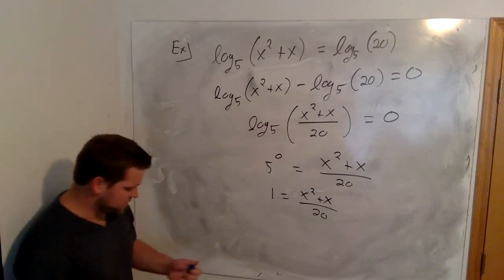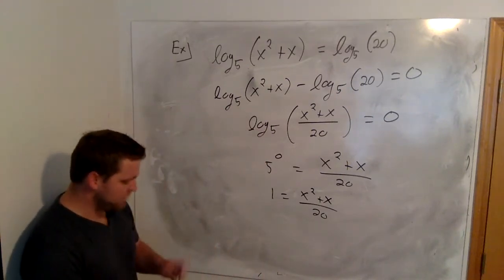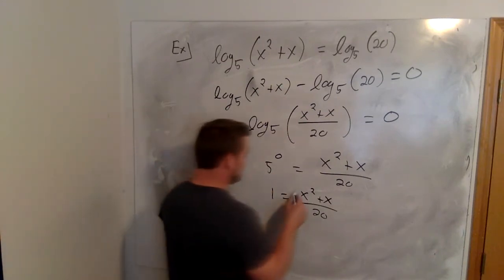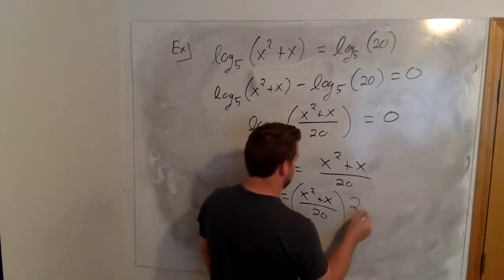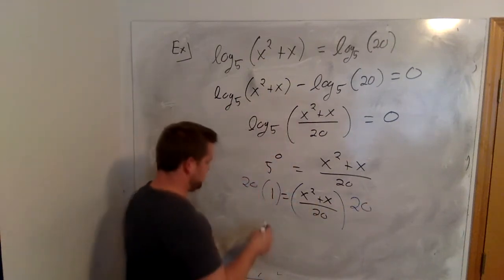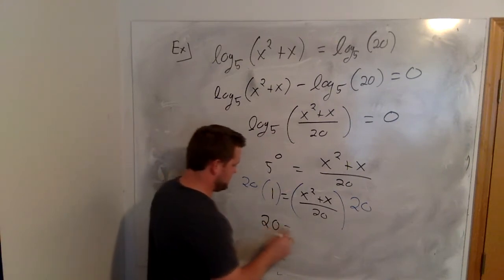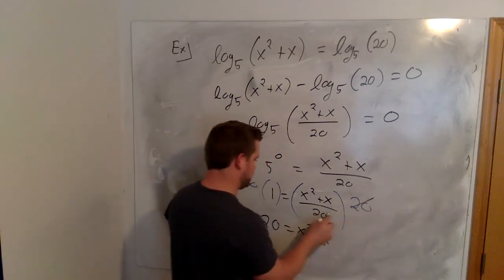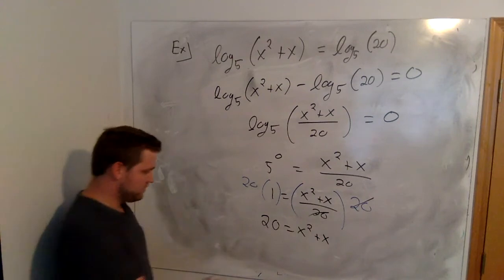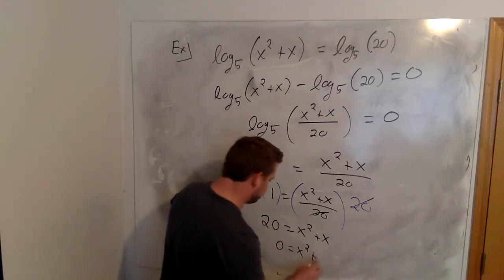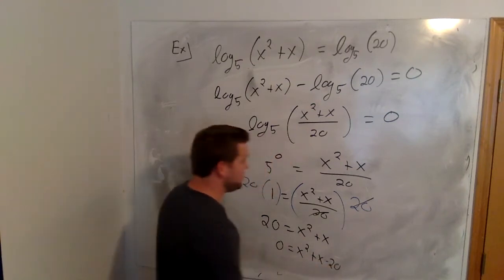Okay, this is a quadratic equation. We want everything on one side. But this also has fractions in it. And whenever I see an equation that has fractions in it, man, let's clear those fractions. So this will be the same thing as 20 being equal to x squared plus x. These will cancel. Okay, we could subtract 20 from both sides, so we'll get 0 is equal to x squared plus x minus 20.